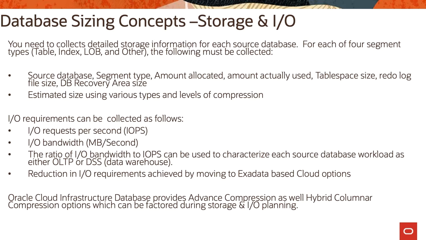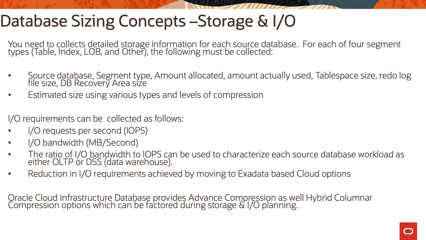The I/O requirements can be collected as I/O requests per second, known as IOPS, and I/O bandwidth, that is MB per second. The ratio of I/O bandwidth to IOPS can be used to characterize each source database workload as either OLTP or decision support system. Reduction in I/O requirements achieved by moving to Exadata-based cloud options is another factor we need to think about.